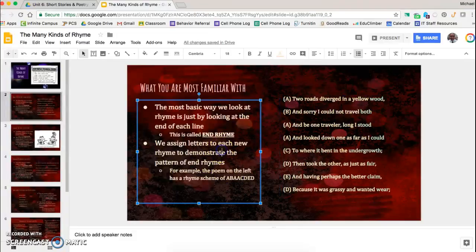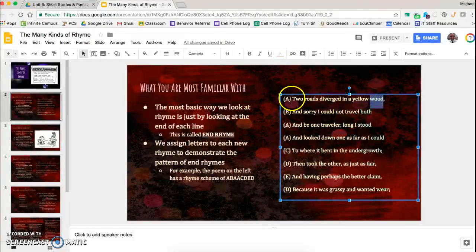To describe the way that these lines rhyme, usually we will assign a letter, and we'll go to the next letter in the alphabet every time we get a new word that doesn't rhyme with a previous one. So in the poem over here, two roads diverged in a yellow wood. Wood is the end of our first line. We don't have a rhyme for that yet, so we assign the letter A. And sorry I could not travel both. Both has not rhymed with anything else, so we assign the letter B. And be one traveler, long I stood. Stood rhymes with would. So since those two rhyme, they get the same letter. So that's why we put A with this one.